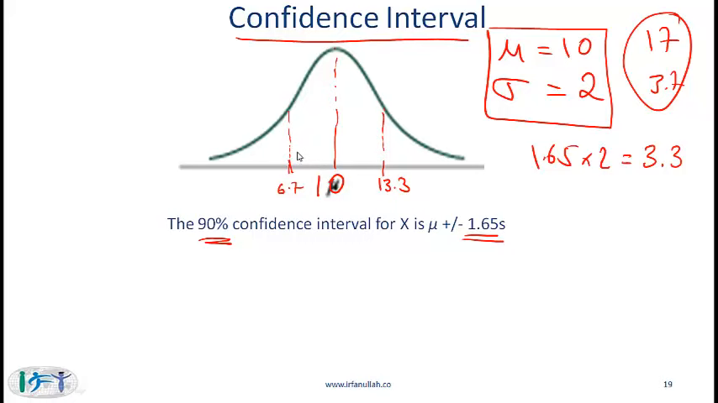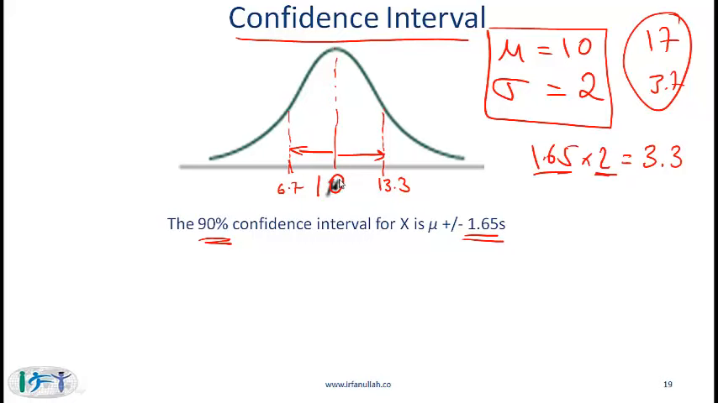90% of the data will fall between 13.3 and 6.7. 13.3 is 3.3 to the right of 10, which is essentially 1.65 times the standard deviation, and 6.7 is 1.65 standard deviations to the left of the mean.